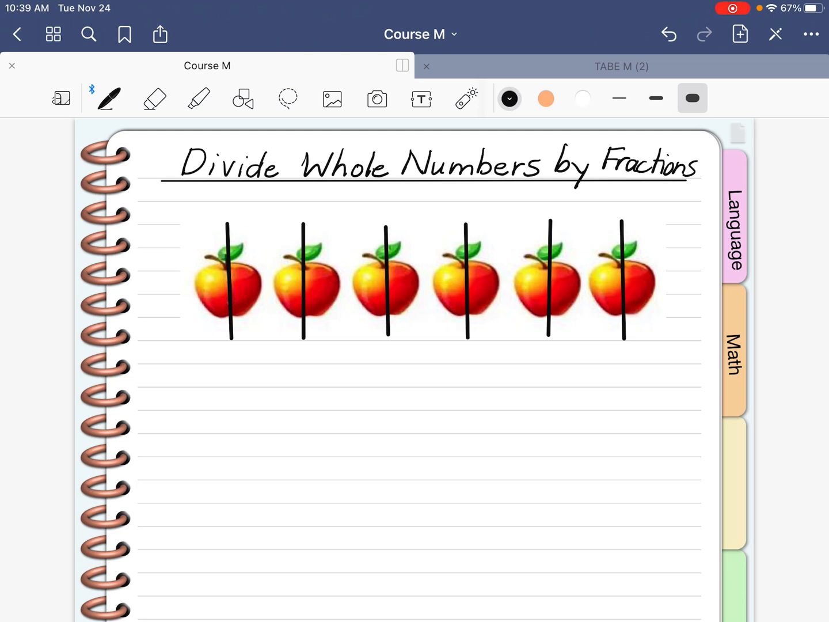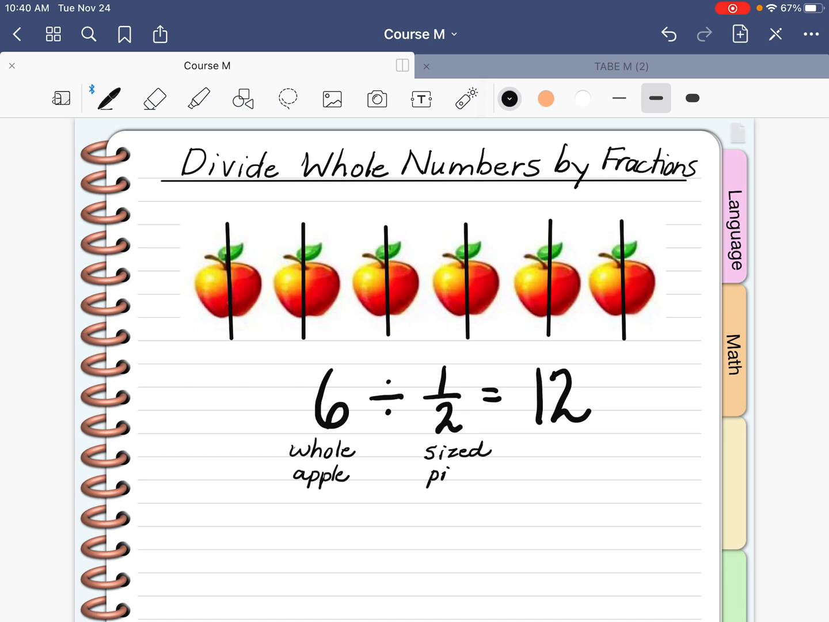If you write this in terms of numbers, you're saying 6 apples divided into halves, and we come out with 12 pieces. Let me explain that: 6 whole apples divided into half-sized pieces gives me 12 pieces in all. So that's the concept of what we're doing in this lesson.